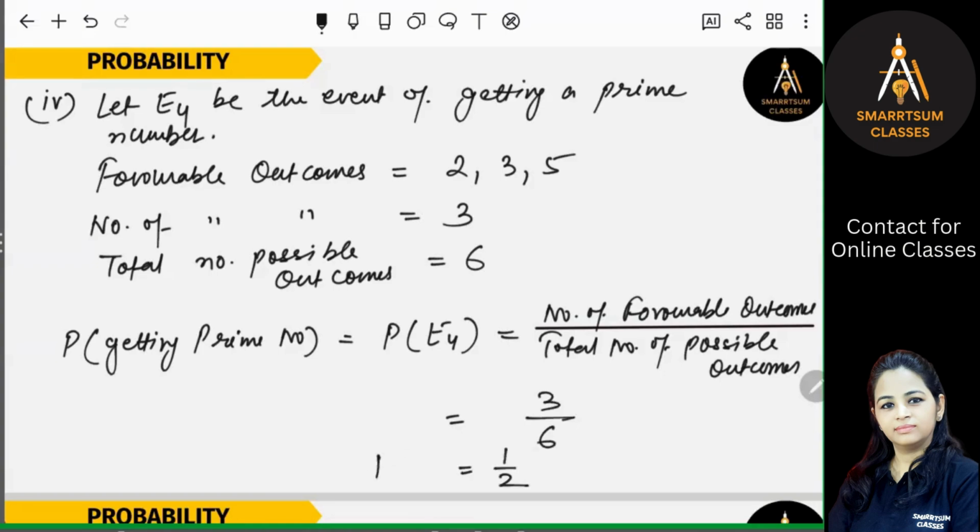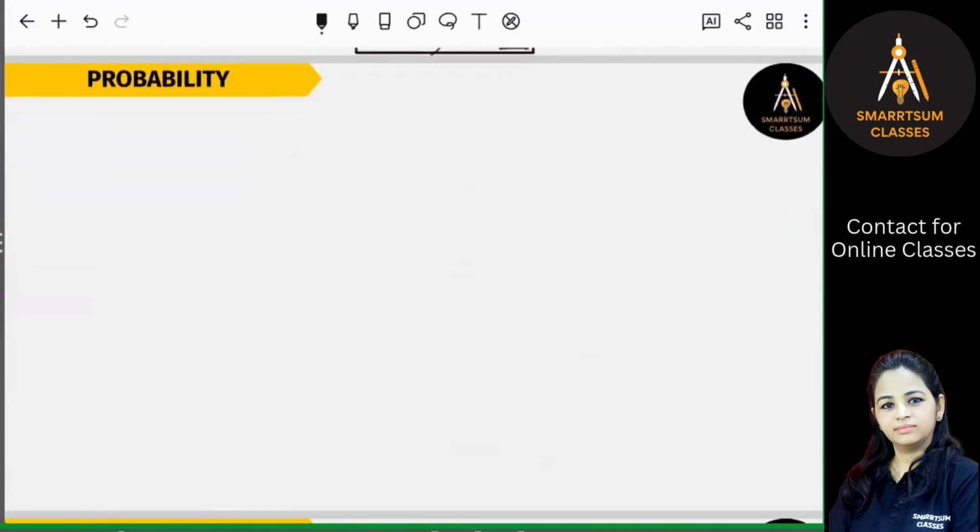So what is the probability of getting a prime number? This is also 1 by 2, because half of the total possible outcomes are prime numbers. 2, 3, and 5 are the prime numbers. So there are 3 numbers which are prime, and total outcomes are 6. So what is the probability that when you are throwing a die, you are getting a prime number? It will be half, 1 by 2. Is that clear?